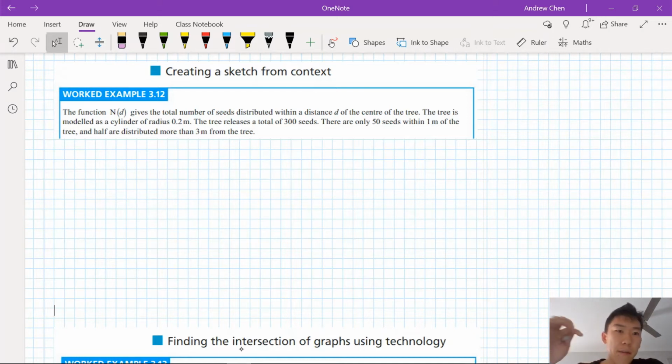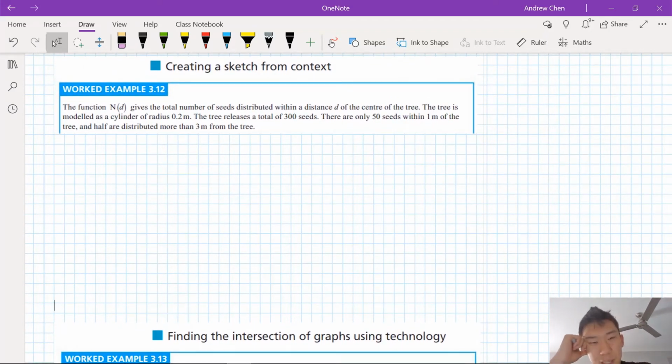The function n of d gives the total number of seeds distributed within distance d of the center of the tree. The tree is modeled as a cylinder of radius 0.2 meters. The tree releases a total of 300 seeds. There are only 50 seeds within 1 meter of the tree, and half are distributed more than 3 meters from the tree. This one is actually quite tricky, particularly if you haven't done a lot of functions before. Even if you have, it's kind of a strange one too.